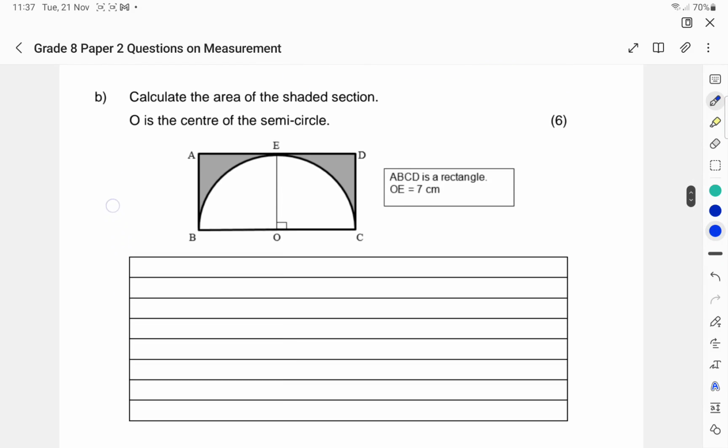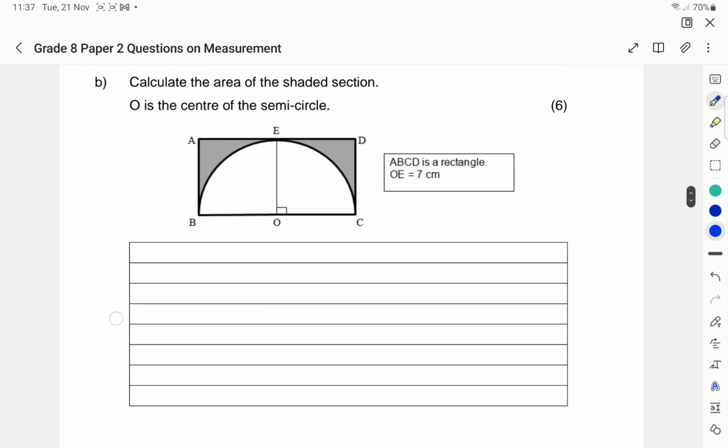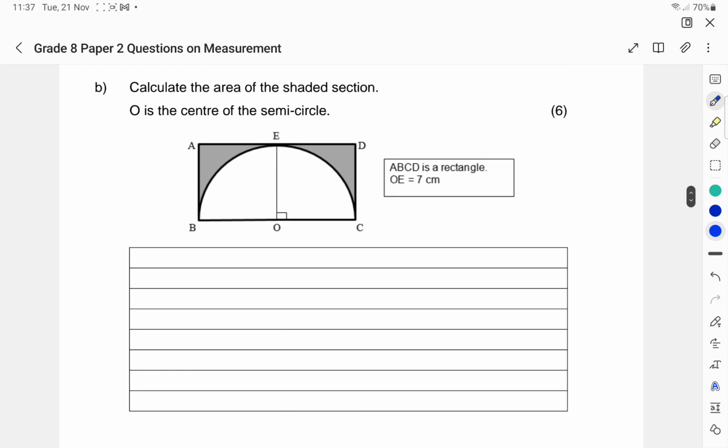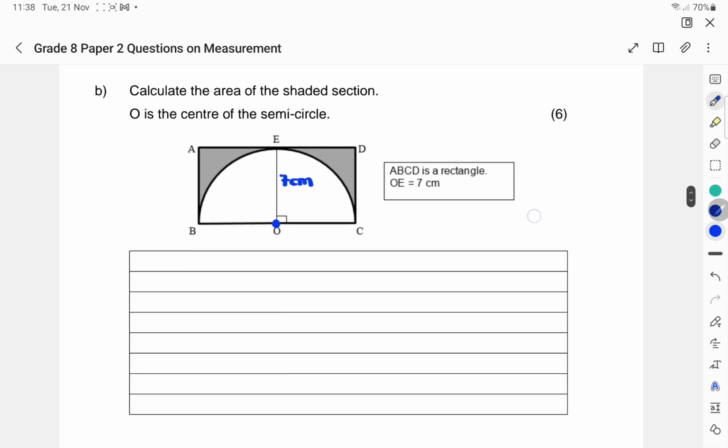All right, let's move on to question B. Calculate the area of the shaded section. O is the center of the semicircle. So there is the center of the semicircle. And then they say to you, ABCD is a rectangle and OE is 7 centimeters. Okay, so now if this is a rectangle, that's all they've given me.